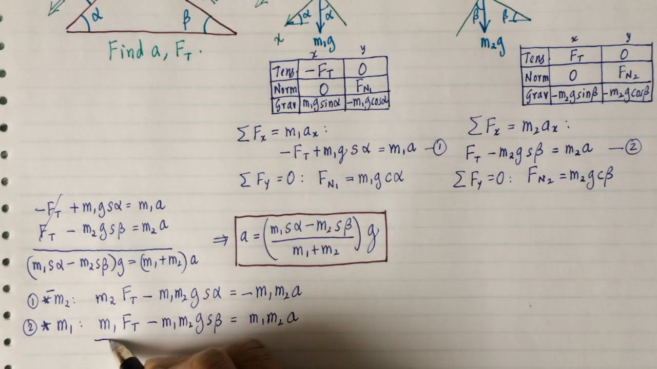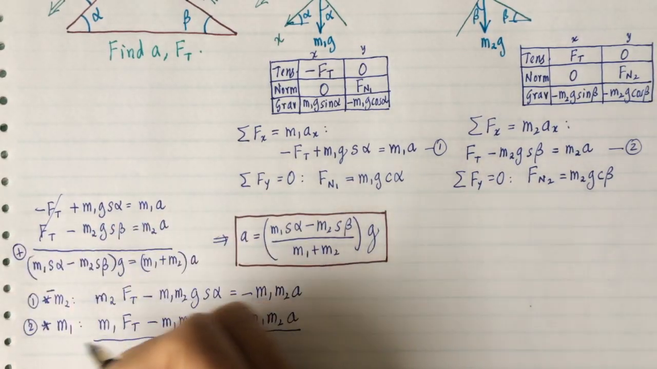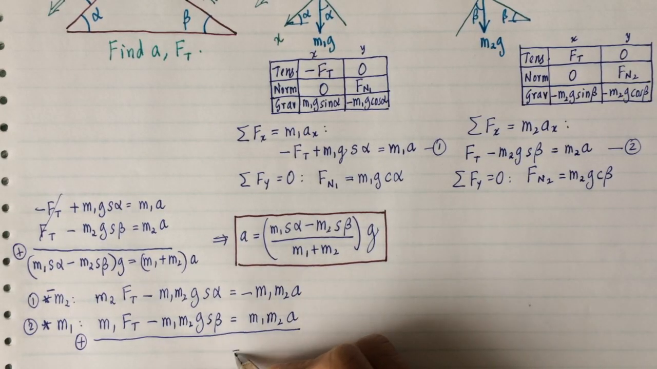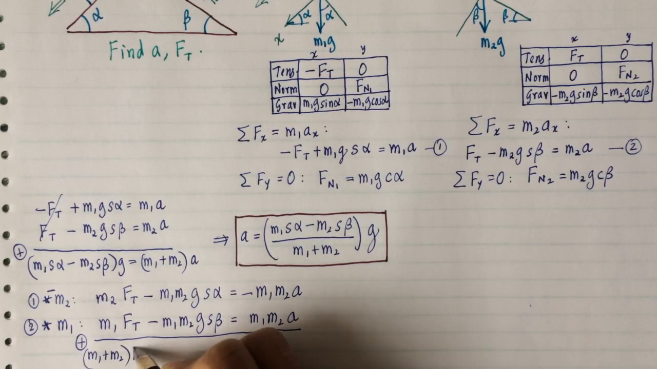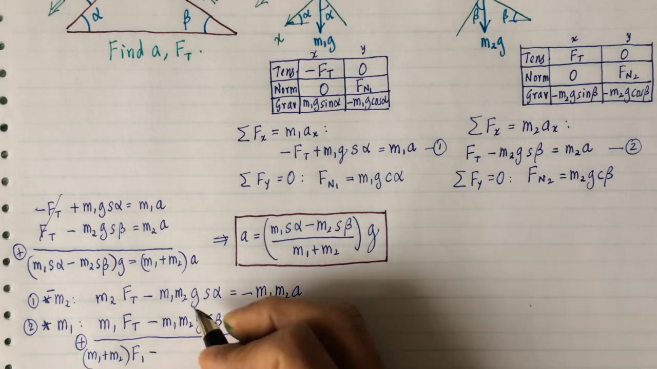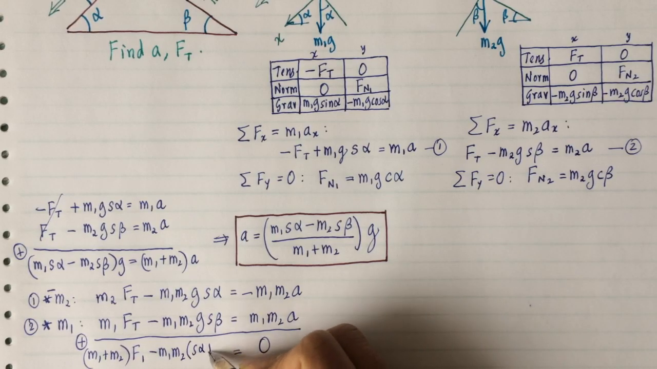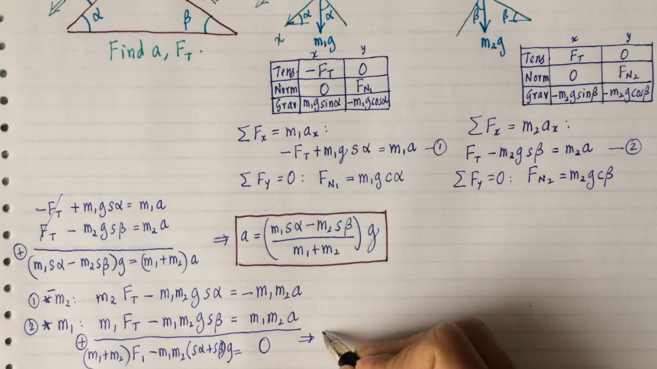Now you'll notice that when I add these two equations, the operation here is adding the two equations, I'll indicate that with a plus with a circle around it. The right hand side will be 0. The left hand side is just m1 plus m2 times F_T minus m1 m2 times sine alpha plus sine beta times g, which immediately gives me the tension with absolutely no fuss at all.